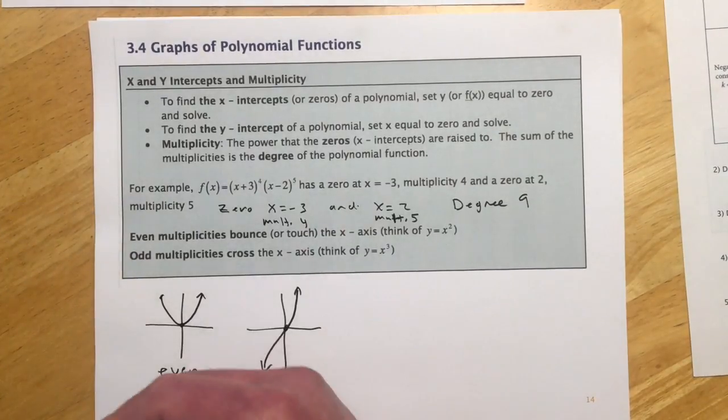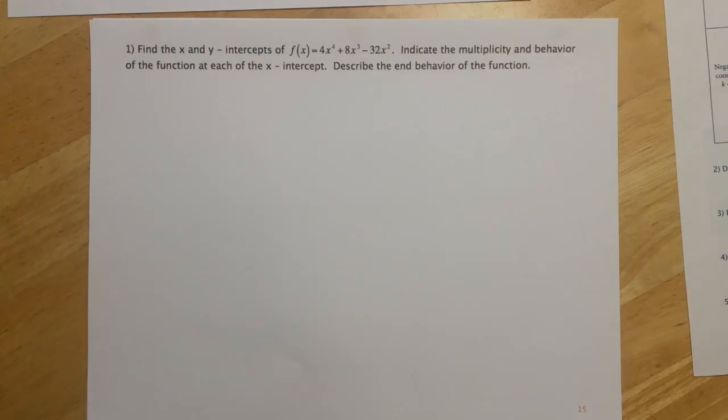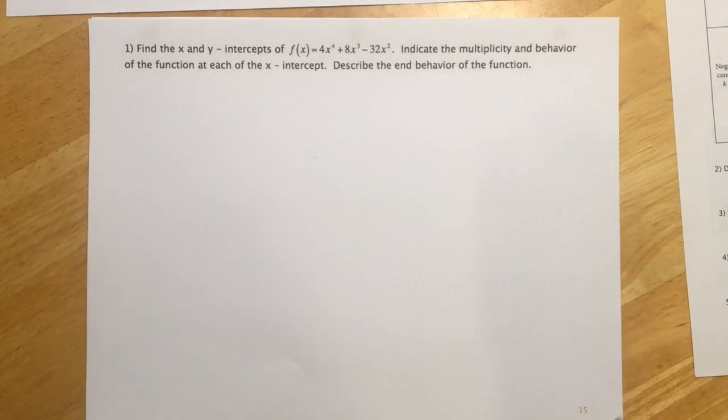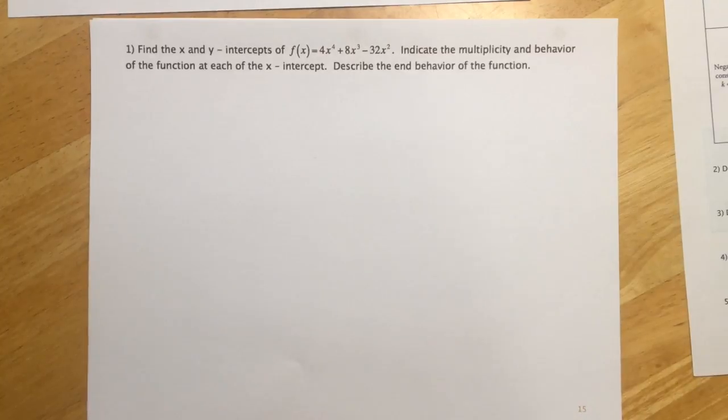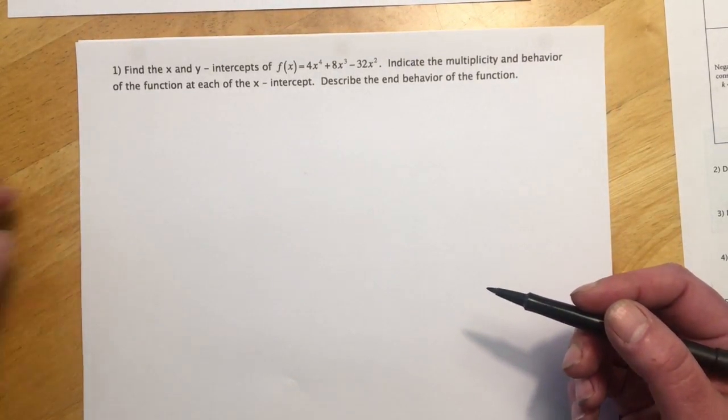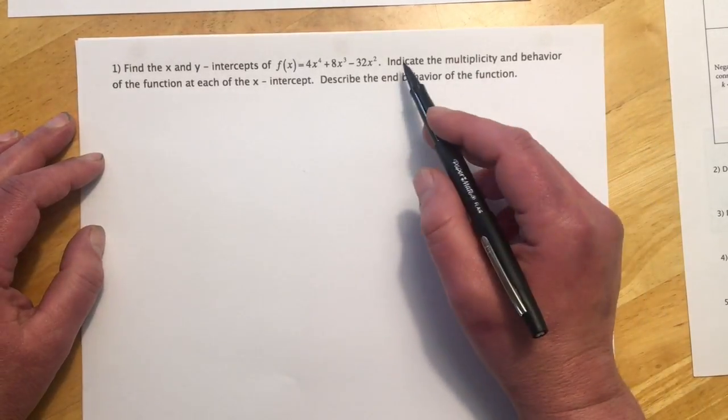So let's see what that looks like with some examples. So we have: find the x and y-intercepts of this function, indicate the multiplicity and behavior of the function at each of the x-intercepts, describe the end behavior of the function. Okay, so we'll do this in parts.